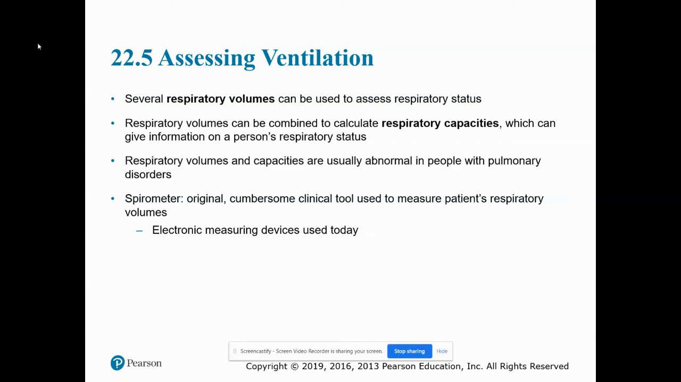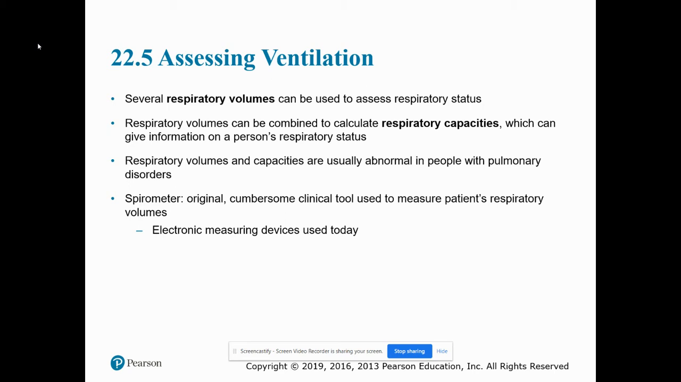We are continuing with chapter 22, and we are going to talk about assessing ventilation. Several respiratory volumes can be used to assess an individual's respiratory status. Respiratory volumes include things like the tidal volume, which is the amount of air that you move into and out of the lungs with each breath. These respiratory volumes can then be combined to calculate something called respiratory capacities, which can also give information on a person's respiratory status. Usually, whenever you come across an individual with a pulmonary disorder, their respiratory volumes and capacities are going to be abnormal.